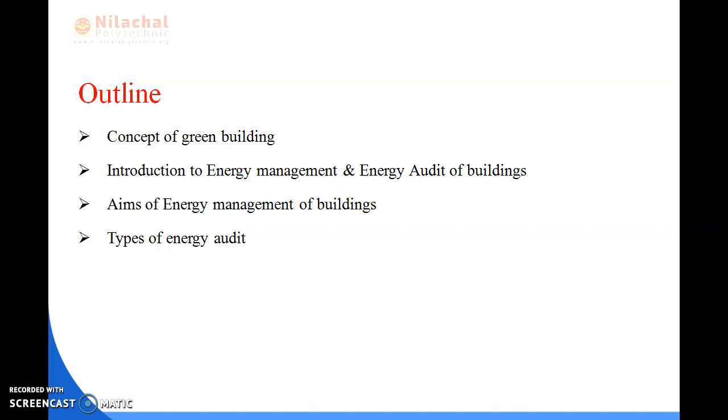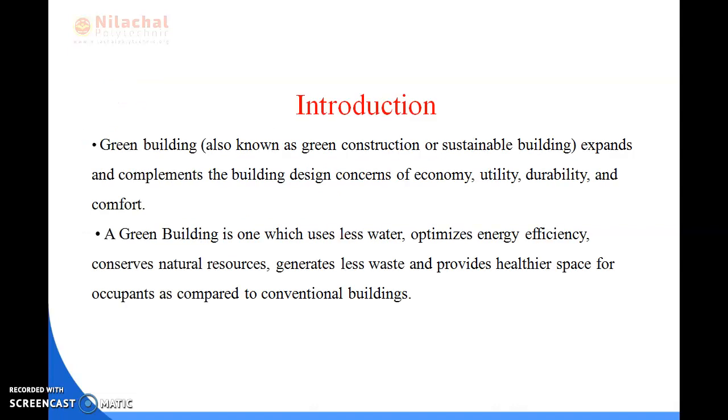First one is concept of the green building, introduction to energy management and energy audit of buildings, aims of energy management of buildings and types of energy audit. So we will be reading one by one all of this. So first we will be reading about introduction to green building.